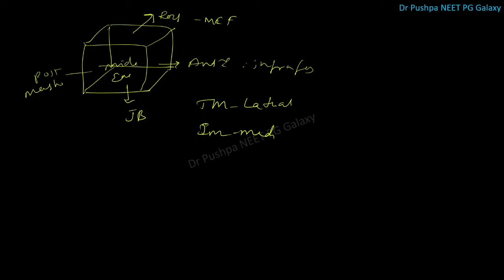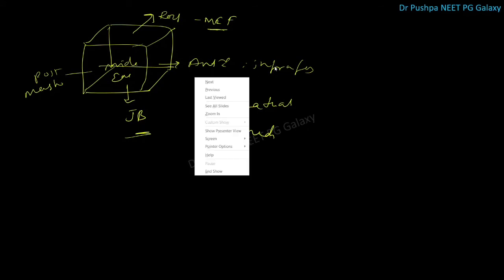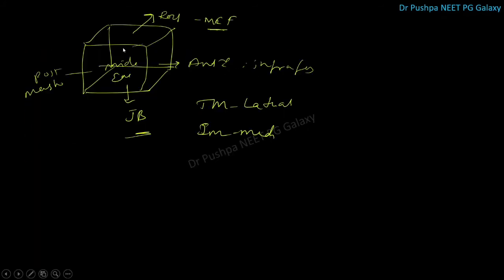So roof is formed by middle cranial fossa, floor is formed by jugular bulb, anterior wall is formed by infratemporal fossa, posterior wall is formed by mastoid cavity, and medially by inner ear, laterally by tympanic membrane. Tympanic membrane is the boundary between external ear and middle ear. So it is surrounded by all other structures.